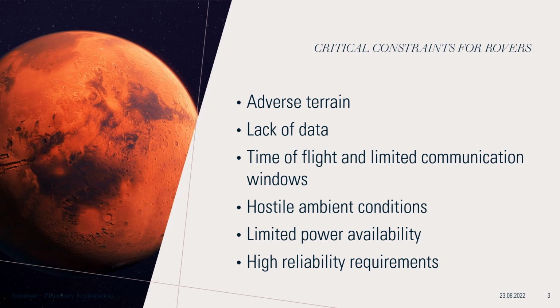Also, there are always hostile ambient conditions like thermal extremes and dust environments. There's limited power availability, so you have to keep other power sources in mind. For example, solar energy is always a good alternative. And there are high reliability requirements, which limit the mechanical complexity of the rover. If you compare those critical constraints to the constraints for a terrestrial mobile robot, they are much more stringent, because you can't just send the Mars rover back to Earth if something is broken.